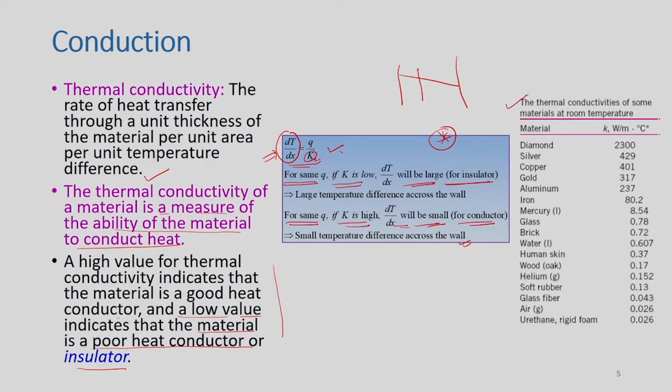This table shows the comparison of the conductivity of different materials. Diamond has 2300, silver 429, and mostly we will be using glass here, which is 0.78, and water you can see 0.607. That way you can see the comparison of thermal conductivity of different materials. Sometimes we need to select an insulator, so we must know what the conductivity of an insulator will be, and accordingly we have to apply it in our collector design.